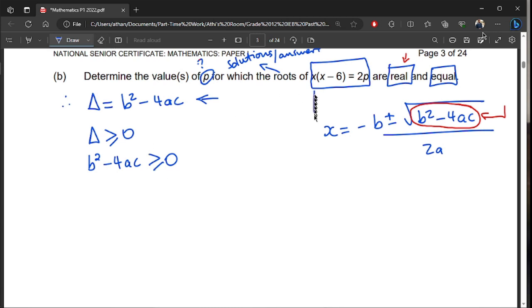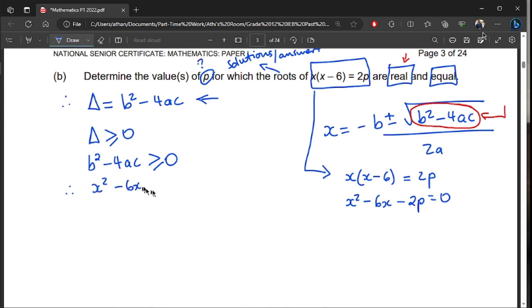Then I take the equation that was given. It was x bracket x minus 6 is equal to 2p. So this is the equation that was given. Let us try to expand here and put it in the standard form of a quadratic equation. This would be x squared minus 6x, transpose the 2p to become negative 2p. That's equal to 0. Now this is the equation that I'm gonna use. I'll just write it here as x squared minus 6x minus 2p gives you 0.